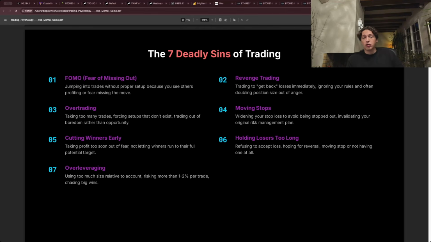Moving stops, we talked about this. Moving your stop to avoid losing, to avoid being stopped, that's completely bullshit, guys. Please don't do that. Cutting winners early, again, okay? You have a plan, okay? So if you can hold to your stop loss, why can't you hold to your take profit, guys? Okay, you have a plan.